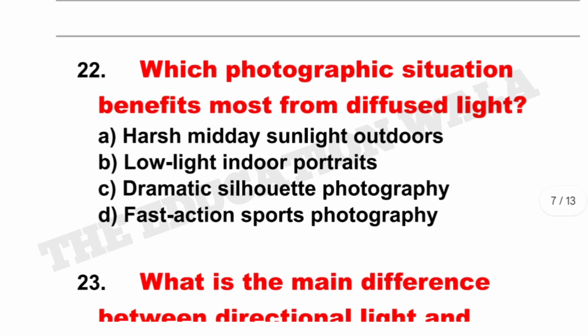Question number 22. Which photographic situation benefits most from diffused light? Option A, harsh midday sunlight outdoors. Option B, low light indoor portraits. Option C, dramatic silhouette photography. Option D, fast action sports photography. Right answer is harsh midday sunlight outdoors.